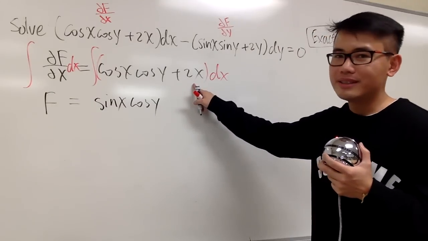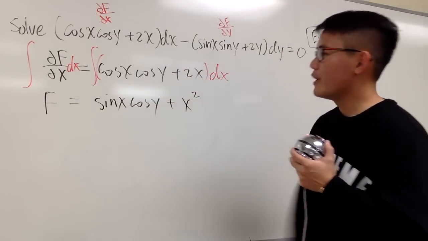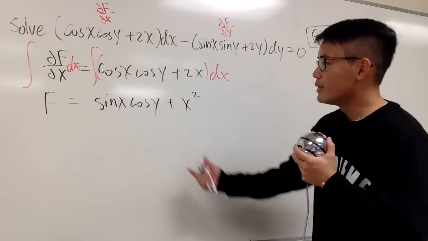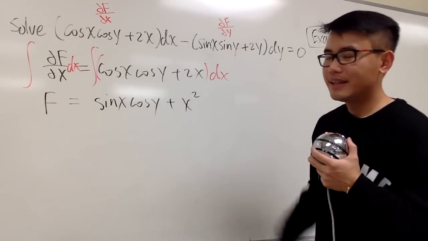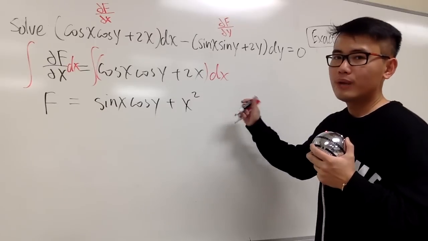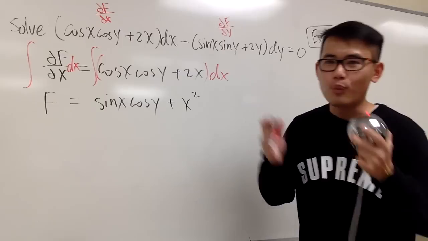And we have to integrate this as well. In the x world, this is going to give us plus x squared. If you want to differentiate this real quick with respect to x, you'll get this back. However, when we integrate, we have to add a constant.